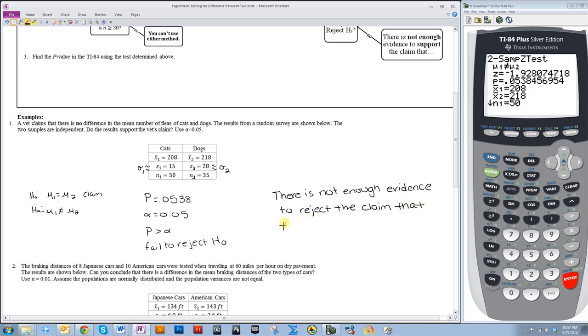That the mean number of fleas between cats and dogs is the same. Or you can say there is no difference, whatever, is the same. Okay.